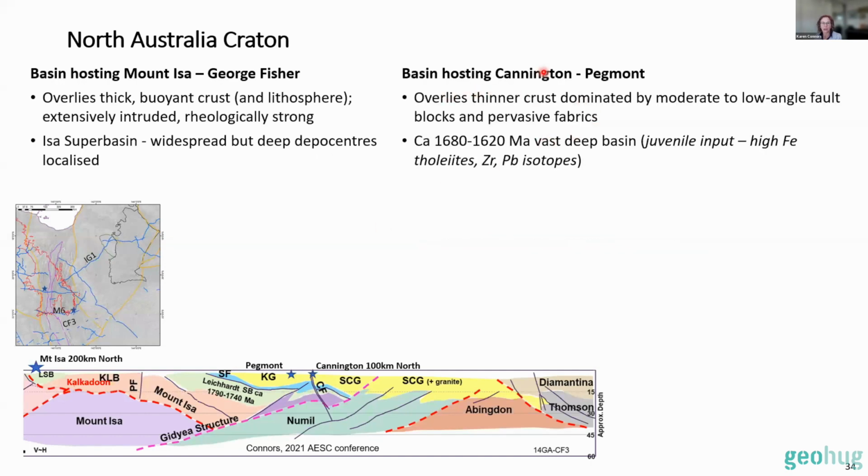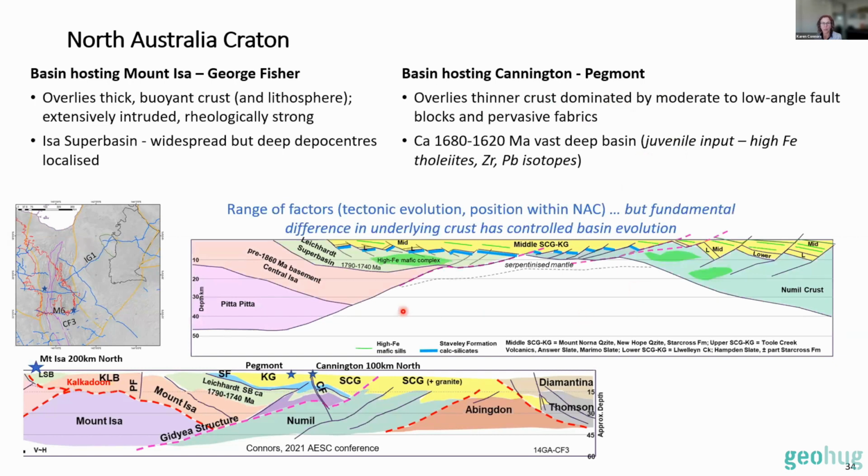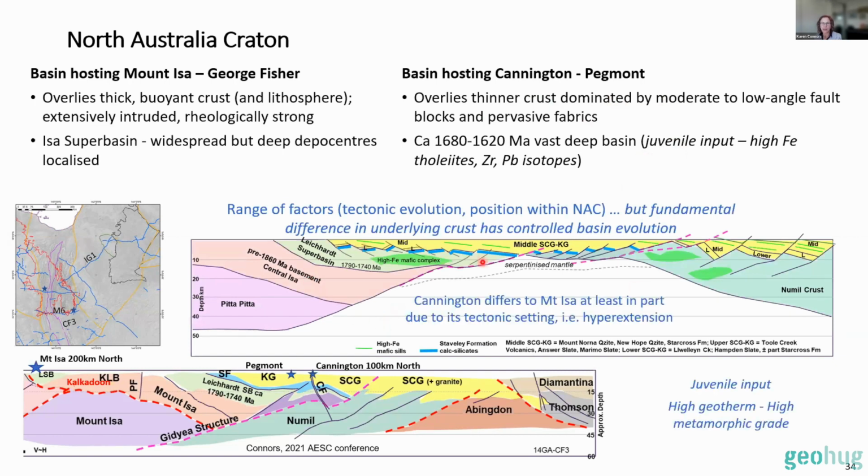In contrast, looking at Cannington and Pegmont, we have the much thinner crust dominated by the faults and low angle fabric, evidence for the juvenile input. So the Cannington and Mount Isa differ at least in part due to the tectonic setting and the fact that we had a hyperextension here in the east.